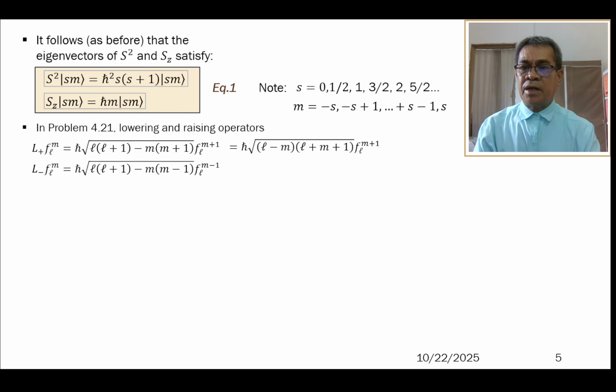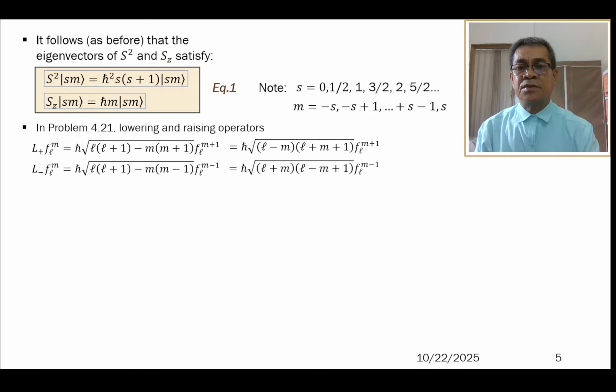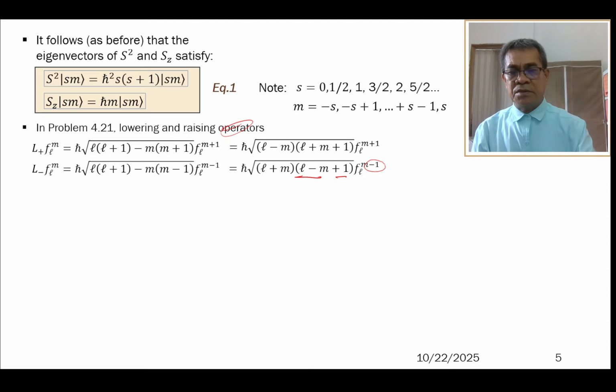Now if we apply the lowering operator on the same wave function, then the wave function will decrease its level, so it moves to a lower level, so it should be m minus 1. We have h bar times the square root of l plus m times l minus m plus 1. And take note, we have this negative 1 because we apply the lowering operator. So these are what we did in our previous lessons.